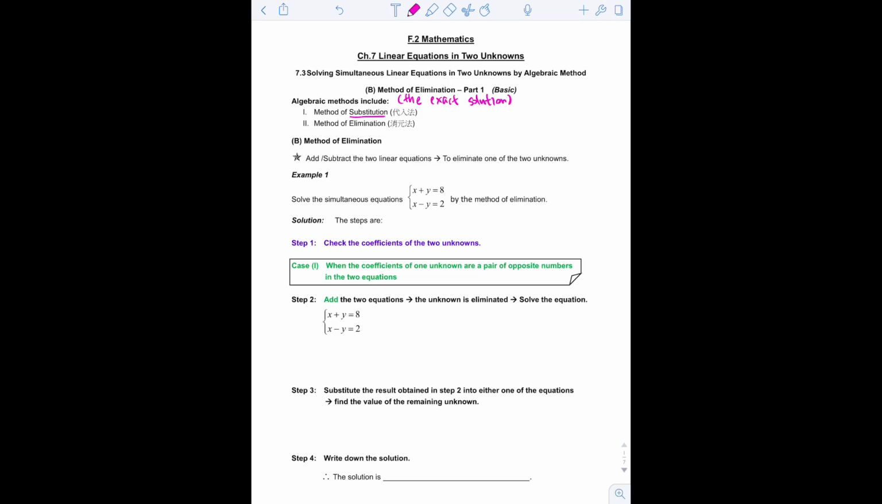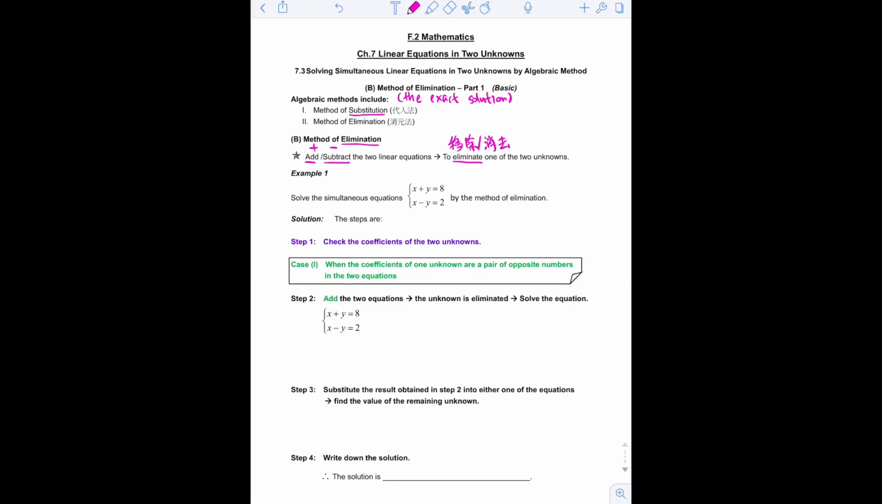Here in this part, we will learn another algebraic method of eliminations. The key of this method is to add or subtract the two equations in order to eliminate one of the two unknowns. In this method, we will add or subtract the two equations to eliminate, that is, remove, one of the unknowns. Let's study example 1.